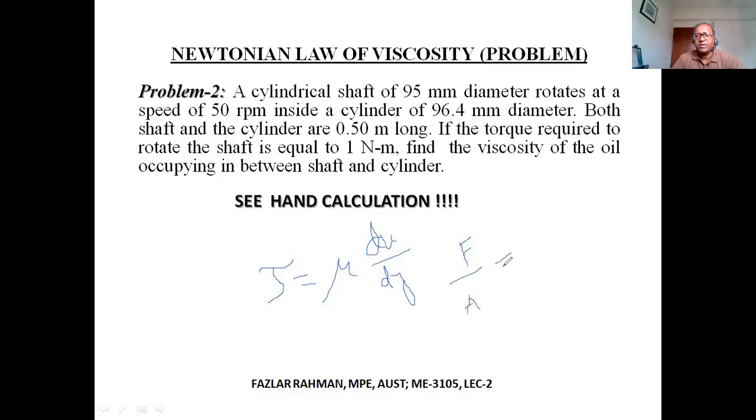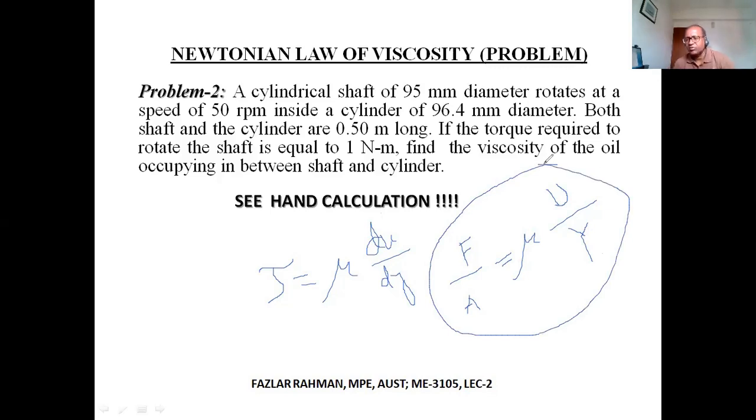F by A equal to mu, and instead of velocity gradient, you can say velocity of the top upper plate divided by the distance between them. So this equation, you need to apply to solve some problems. So right over here is a problem related to the journal bearing. You see it's saying a cylindrical shaft of diameter 95 millimeter. So a shaft has 95 millimeter diameter, rotating at a speed of 50 RPM.